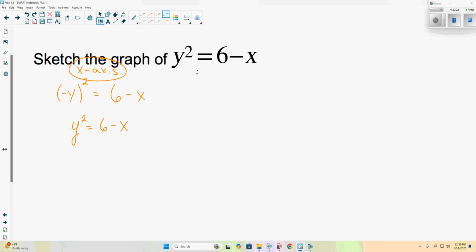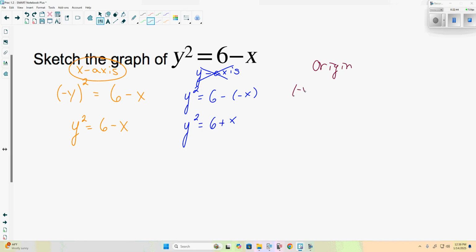We are done. Because if we check the y-axis, we replace x with negative x. That will just tell us that y squared is equal to 6 plus x. That is not the equation we started with. And even if we check the origin, it will just tell us that y squared is equal to 6 plus x. And again, not the equation we started with.